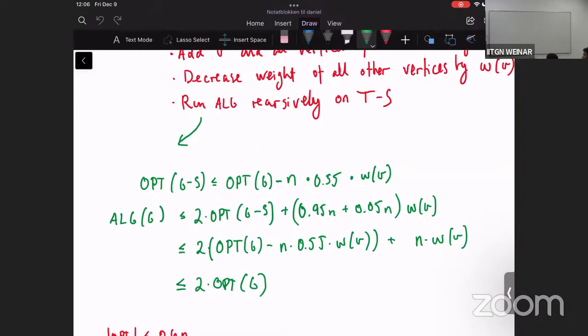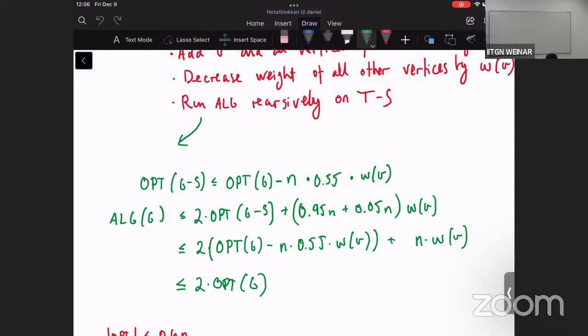So the algorithm for G took a 2 approximation for G minus S with the new weight function. And then it added the 5% lightest vertices, but also the weight function increased. But how much does it increase? Well, at most by the weight of V for all the vertices. And so there was 95% vertices left, weight of V, and the 5% that I added, 0.5. So this is at most n times weight of V.